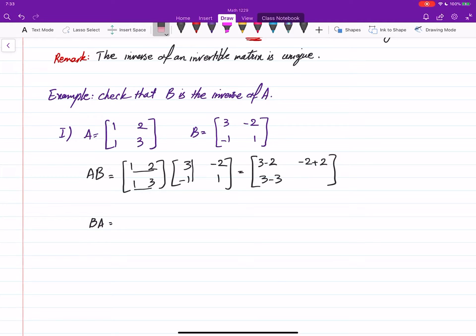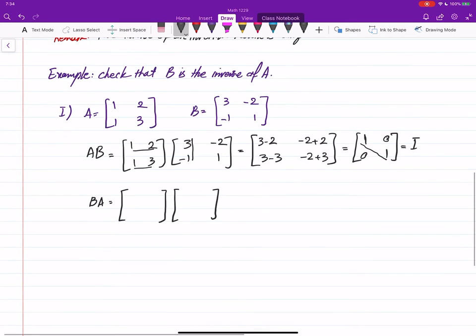Negative 2 plus 3. When you do this one, this gets 1, 0, 0, 1. This is the identity matrix of order 2. Main diagonal is 1, everything else is 0. If we do B times A, why are we checking the other way? In the matrix case, when you switch the order of multiplication, you may get a different matrix. But for the inverse matrix, if you multiply A to B, you get identity, and B to A will also give you the identity. I'm just checking this one here.